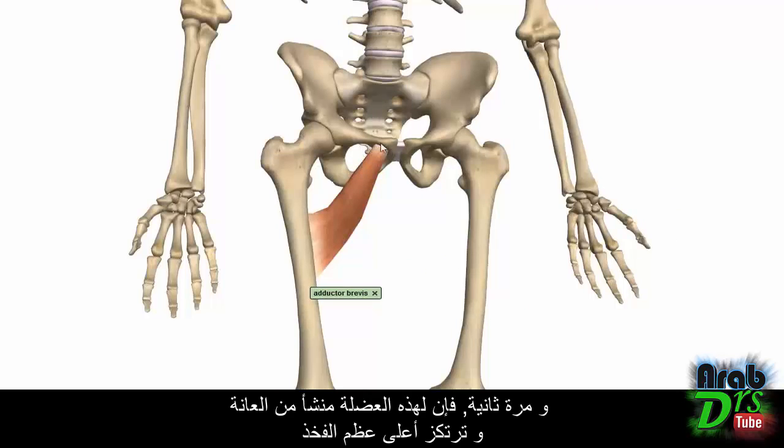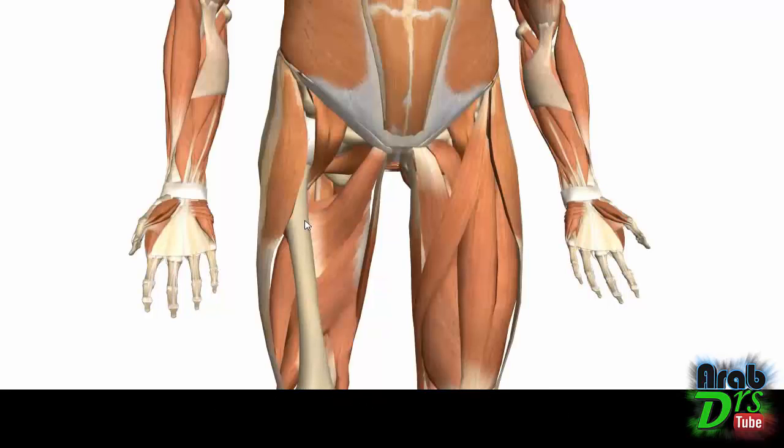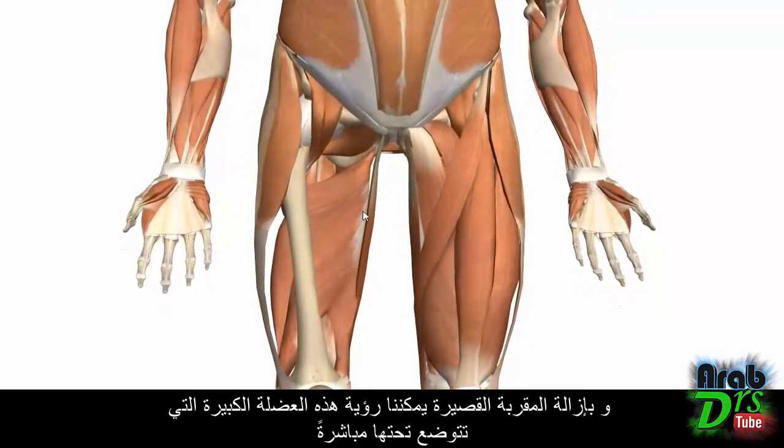So again, this muscle has its origin on the pubis, and it inserts a little bit higher up on the femur, so the upper third of the femur. And what this muscle does is it adducts the thigh at the hip joint, and again it's innervated by the obturator nerve. So I'll just remove the adductor brevis, and we can see this big muscle lying underneath this.